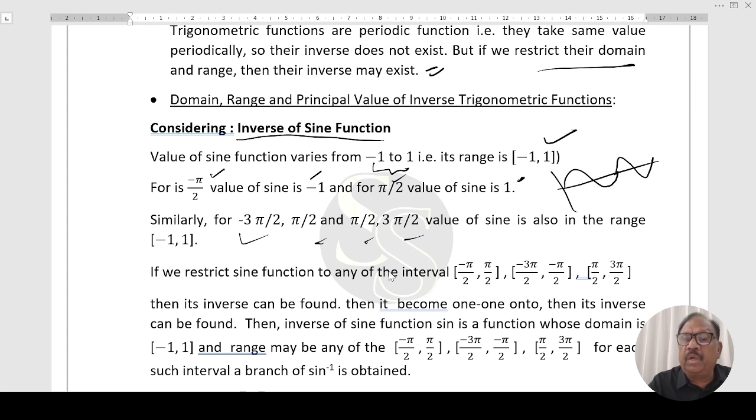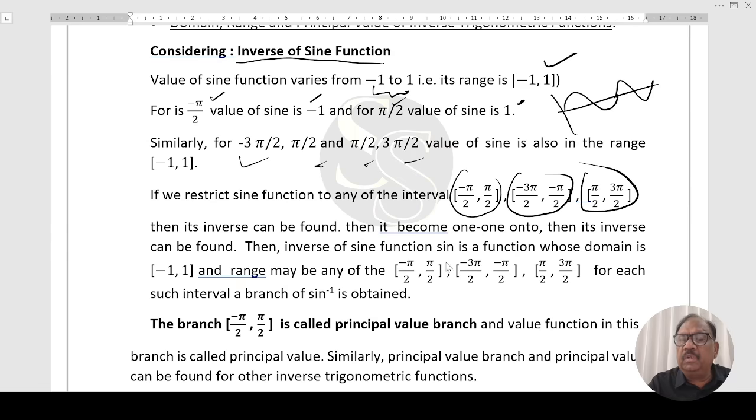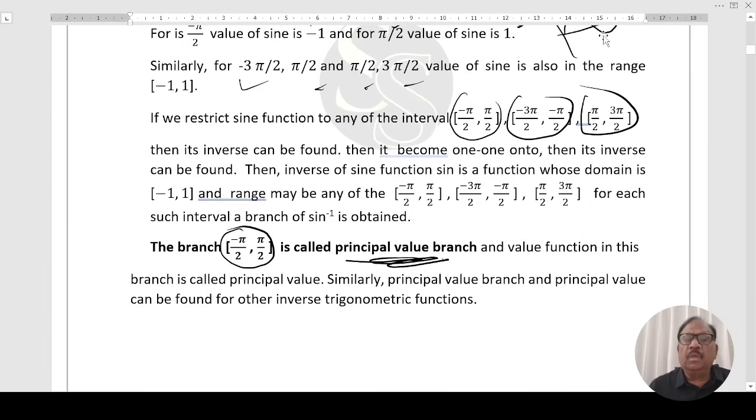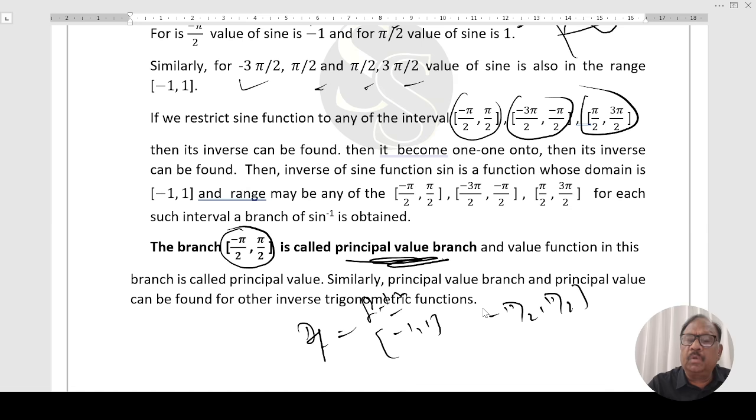If we restrict the sine function to any interval, either this or this or this, then the inverse can be found out. Then it becomes one-to-one and onto, and its inverse can be found out. Then the inverse of the sine function has domain -1 to 1 and range maybe any of these. If we restrict to this one, the first branch, this is called the principal value branch. So the domain of sine inverse x will be -1 to 1 and the range will be -pi by 2 to pi by 2. This is the principal value branch.